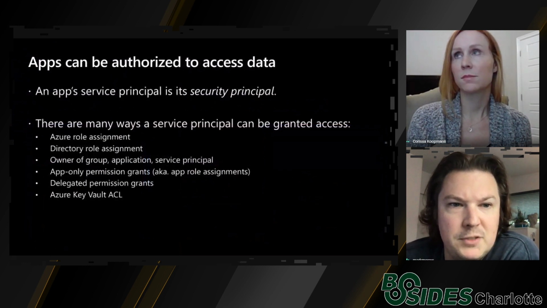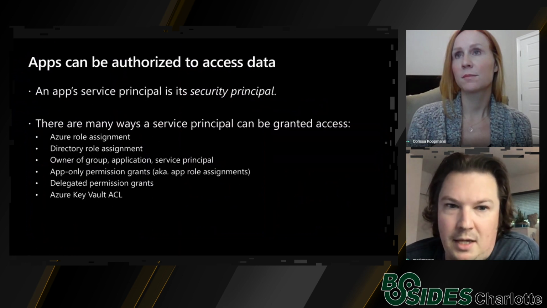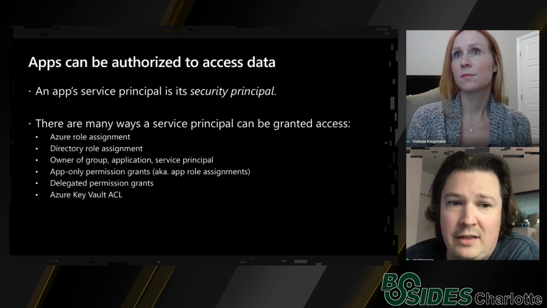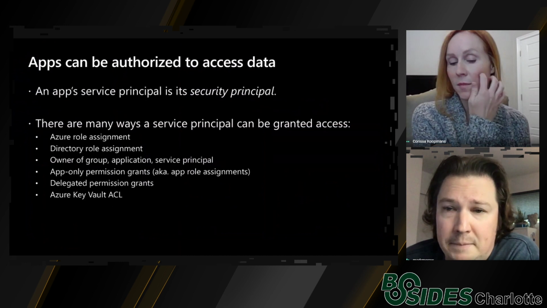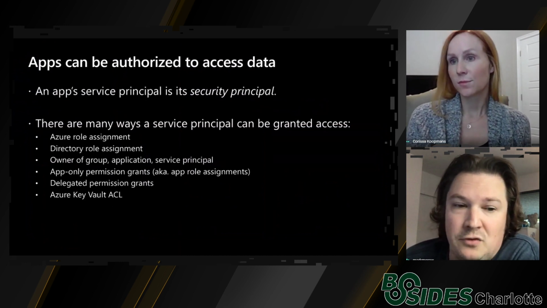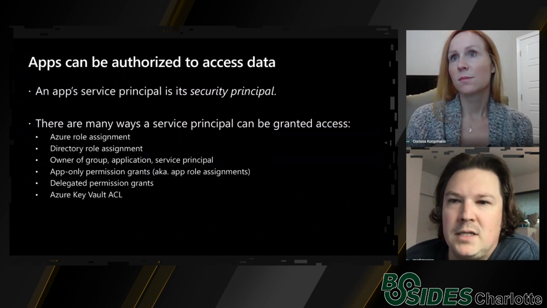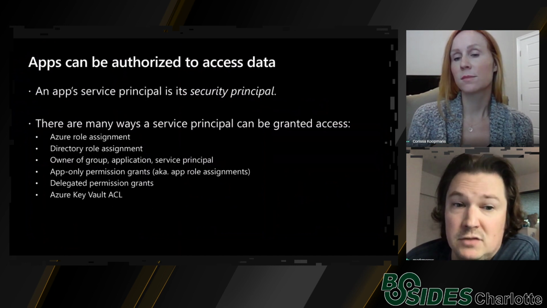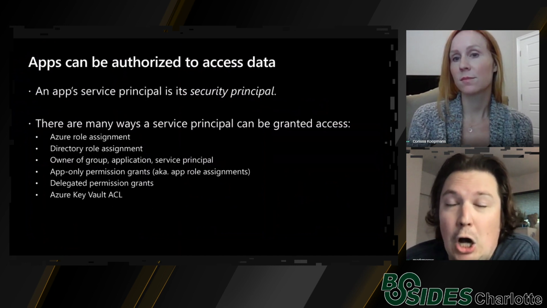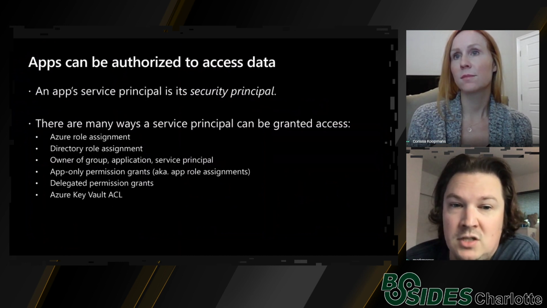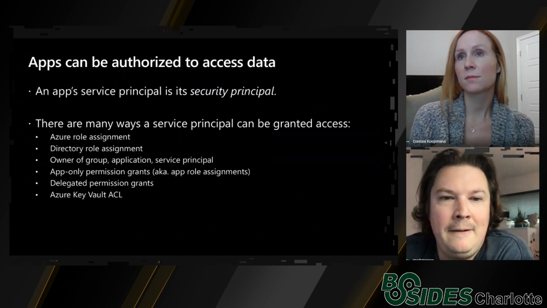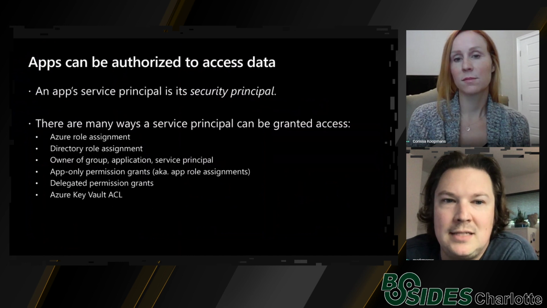The service principal is really important because this is also the security principal for the application. And this can be granted access to things, as you can see here. We already talked about the two permissions models, the delegated permissions model and the app-only permissions model. But these things can also be on ACLs for Azure Key Vault. Service principals can hold role assignments in Azure. Service principals can hold role assignments in the directory. Service principals can own groups, other applications, and other service principals. So you can think of the service principal like a service account, maybe, in on-prem Active Directory, if you're familiar with that. But this is very, very important because this has access to things in your environment.